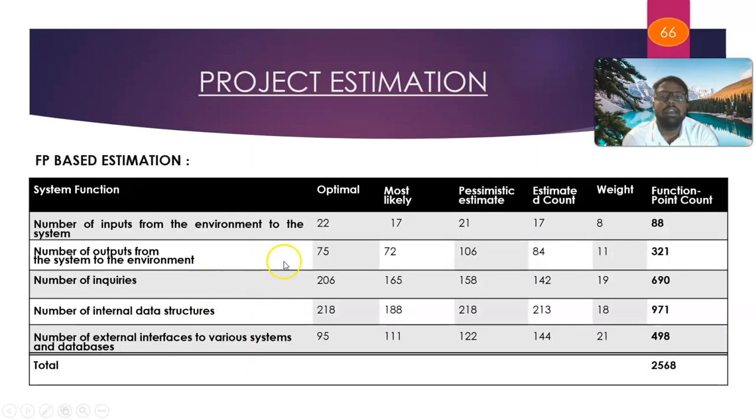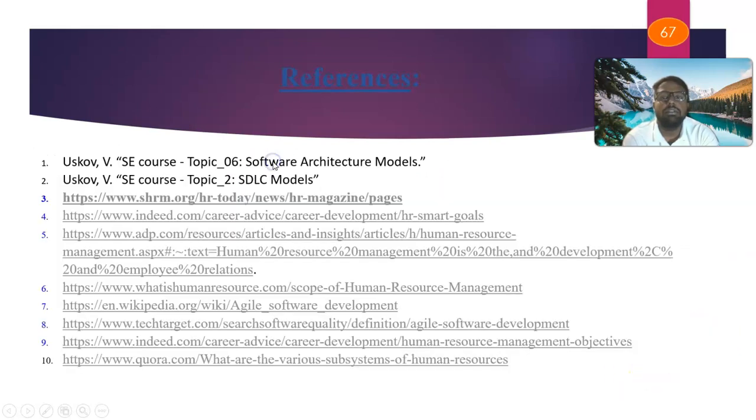Coming to the next slide, function point count based project estimation, which consists of system function and optimistic, most likely, or pessimistic estimate of count, weight, and function point count. So this is the total function point count of our project, and these are our references for our human resource management project.